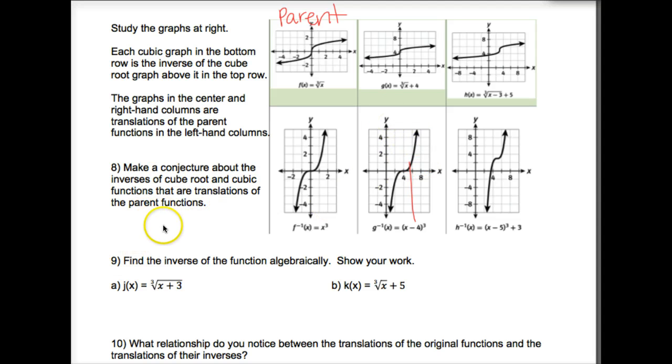Number 8 says make a conjecture about the inverses of cube root and cubic functions that are translations of parents. So meaning, what do all 6, actually we should say what do all 4, because it just says the ones that are translations, so that would be these 4. So we're looking at these 4 graphs, and it says make a conjecture. So what do all 4 of those have in common? There's more than one right answer. So take a minute, discuss in your group, see if you can come up with one.